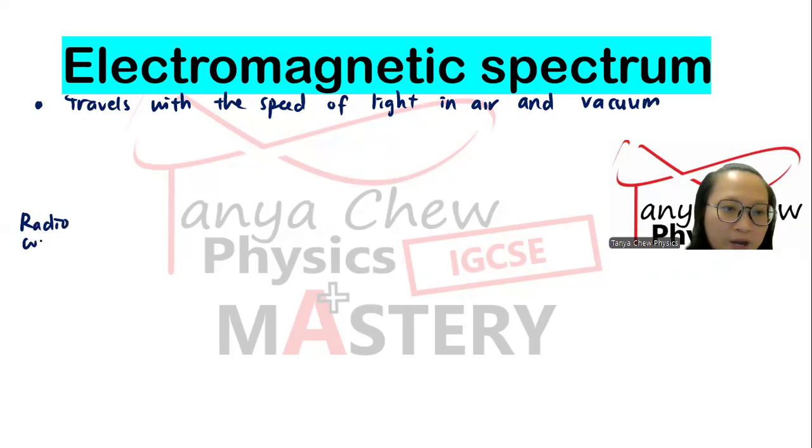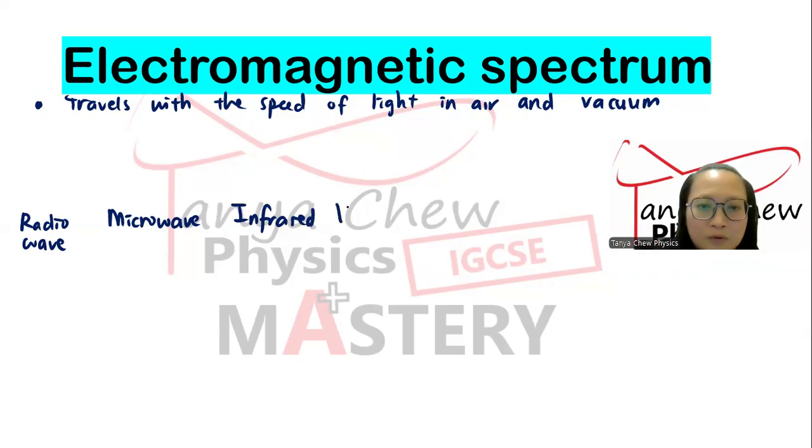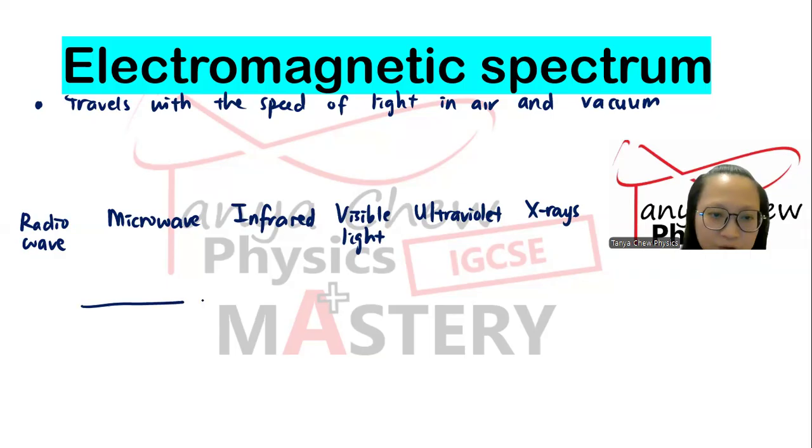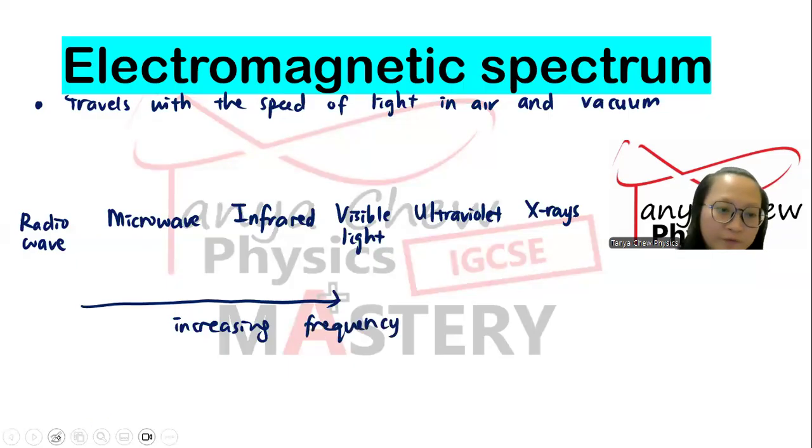First one is radio wave, microwave, infrared, visible light, 7 colors, ultraviolet, X-rays, and gamma ray, right? So this is in terms of increasing frequency. Of course, not just memorize in terms of increasing frequency.